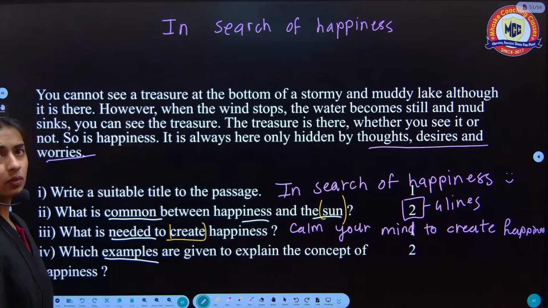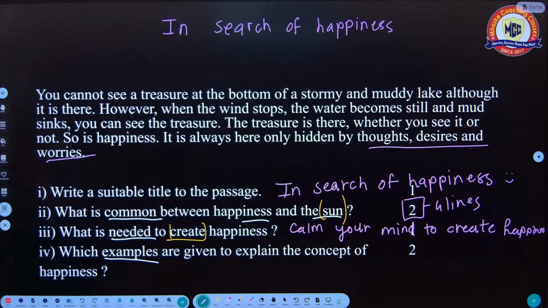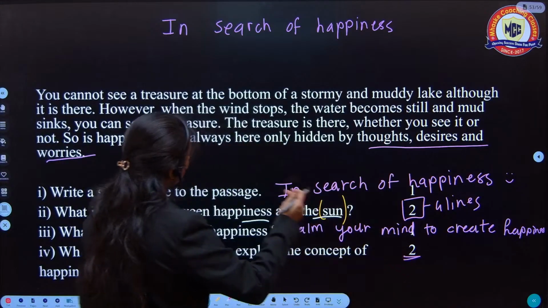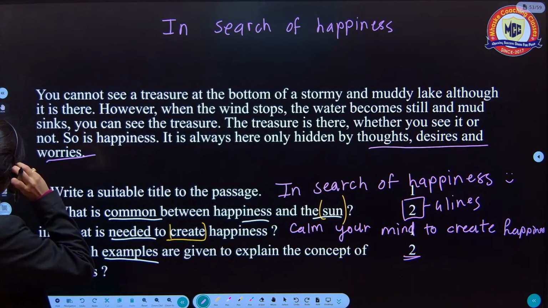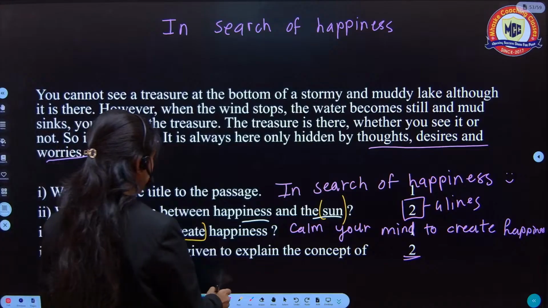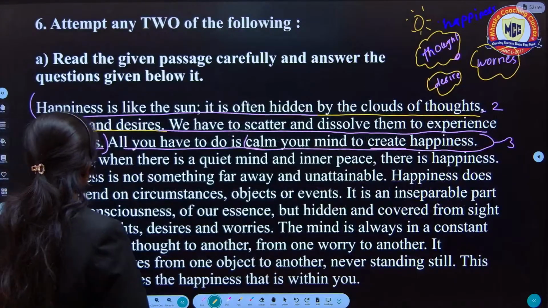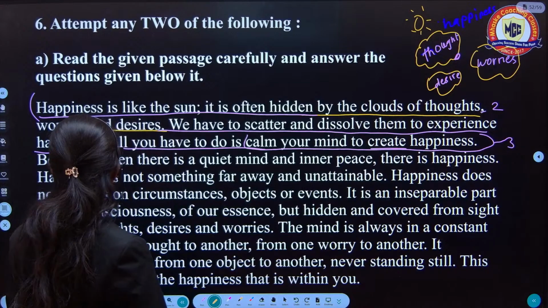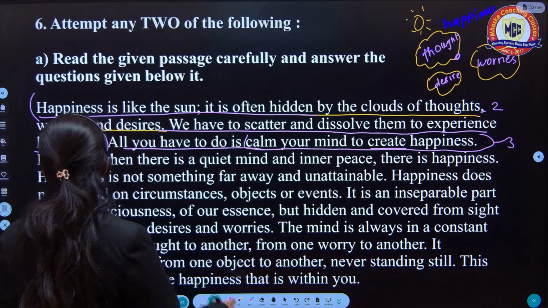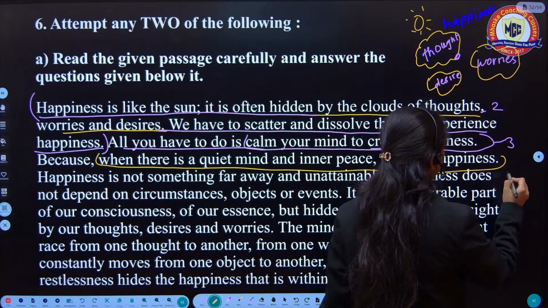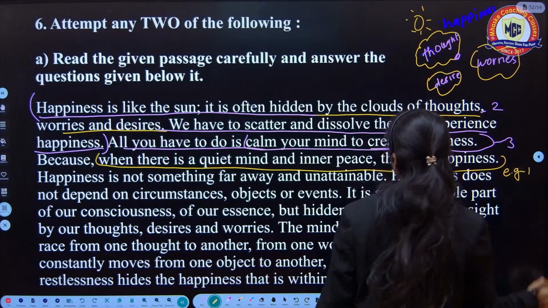Just for 1 mark you can write 1 or 2 lines, that's it. Which examples are given to explain the concept of happiness? Now there are multiple examples given. For 2 marks you will again write 4 lines or more than 4 lines. I'll quickly tell you the examples. So there's happiness. First example, I'm writing EG1.